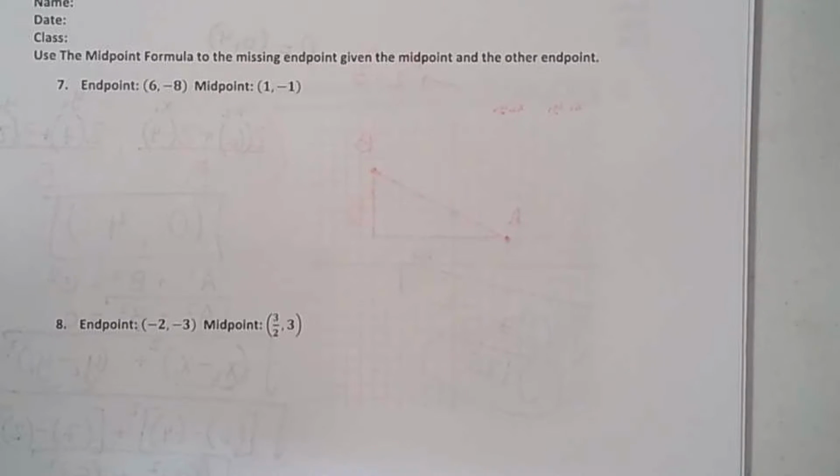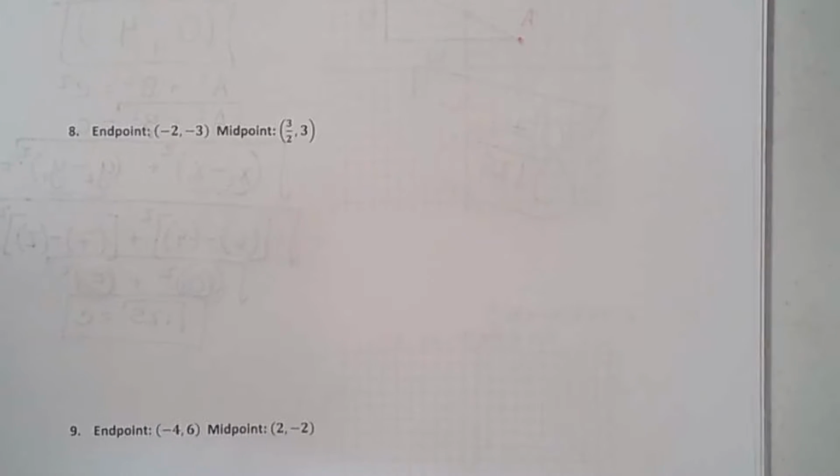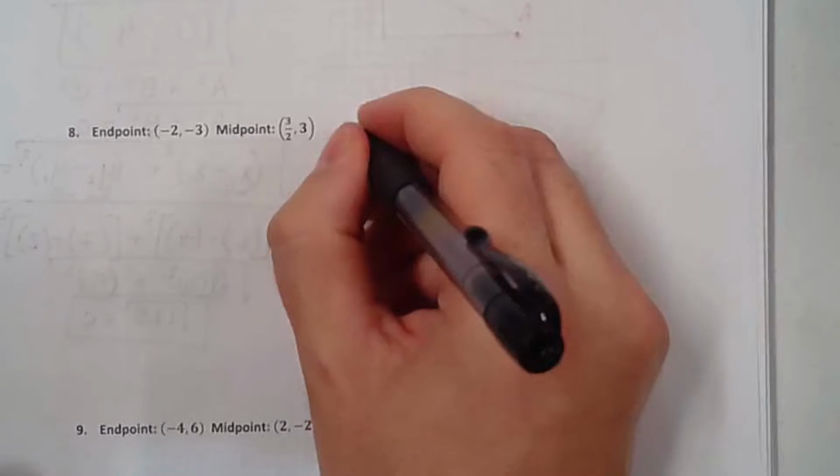Yeah. All right, so let's take a look at number 8 because it's definitely the hardest one. And it's hard because it has a fraction in it. Now, remember, what they're saying here is they want you to find the other endpoint. We don't know endpoint number 2.